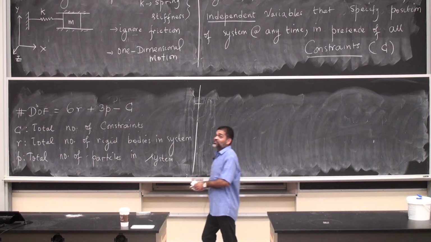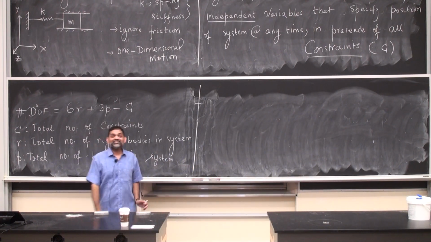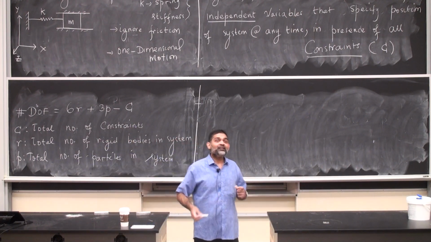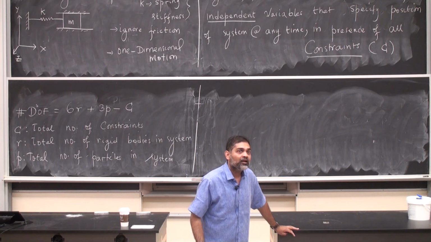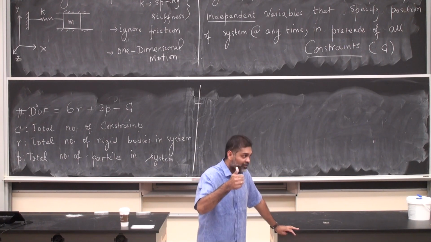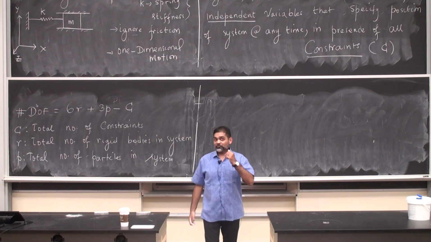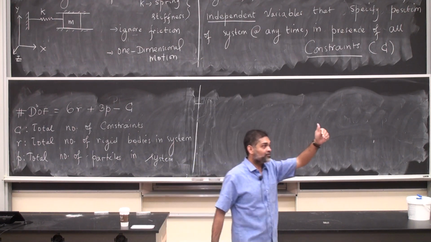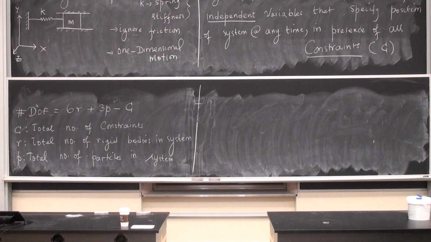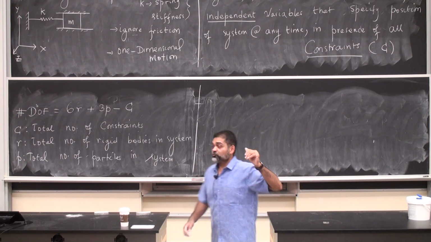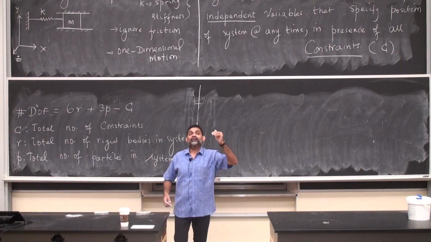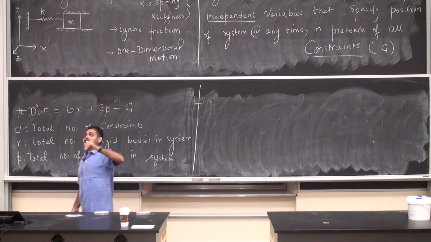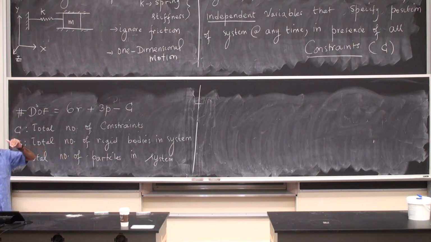What does the 6 and the 3 represent? Can somebody tell me? Rigid bodies have translational motion in X, Y, and Z and rotational motion in X, Y, and Z. Beautiful, fantastic. And for the particles, it's just a translation. Fantastic.